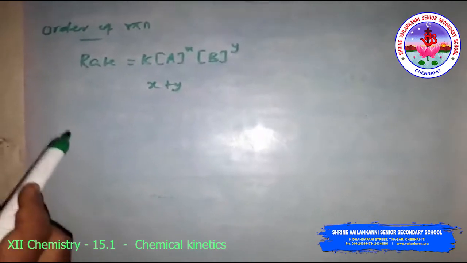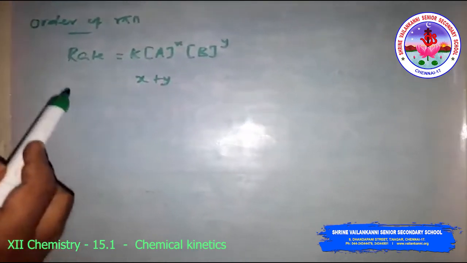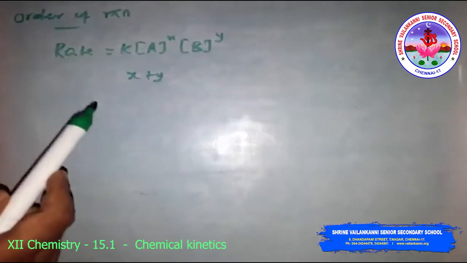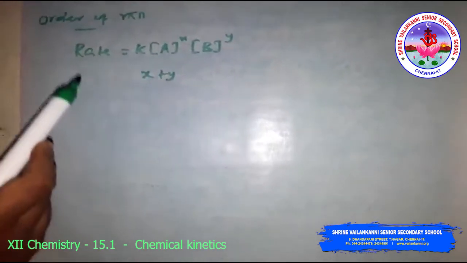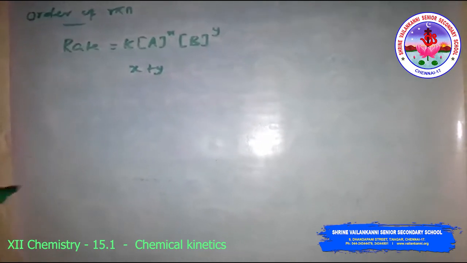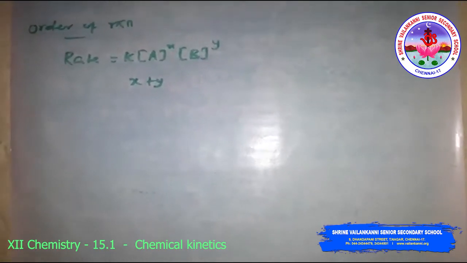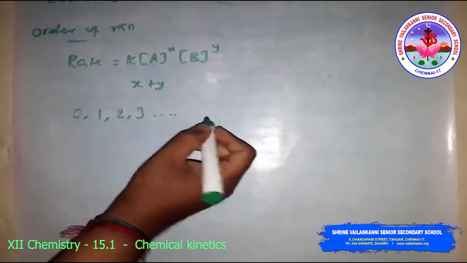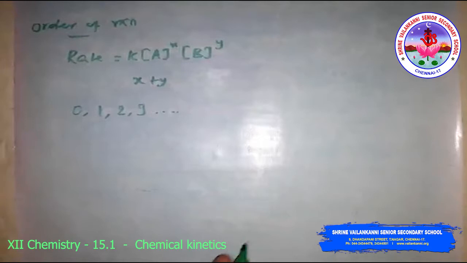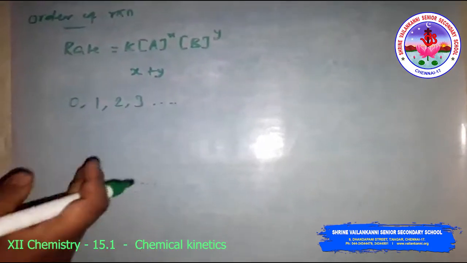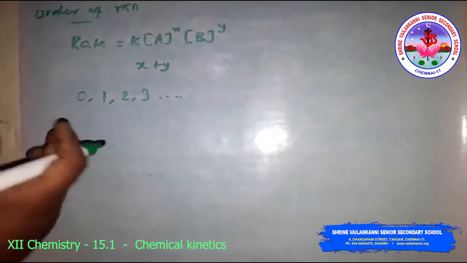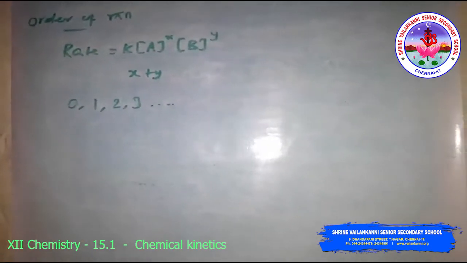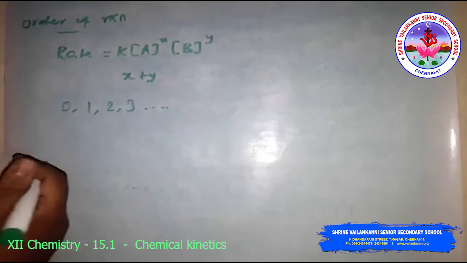So the order of a reaction is the sum of the powers of the concentration of the reactants in the rate law expression. The order of a reaction can be 0, 1, 2, 3, whatever it is, even a fraction. A zero order reaction means that the rate of the reaction is independent of the concentration of the reactant.